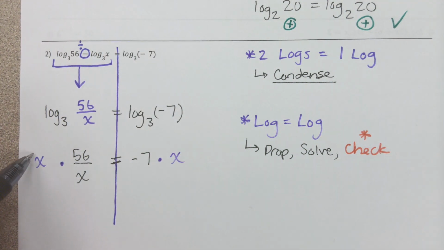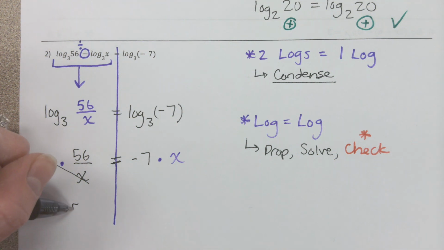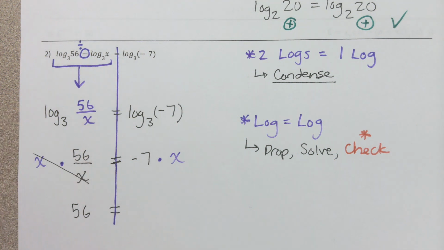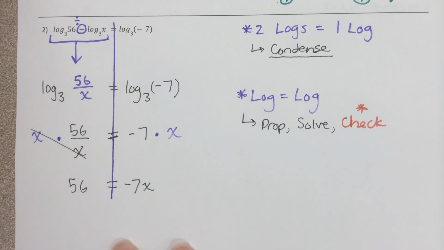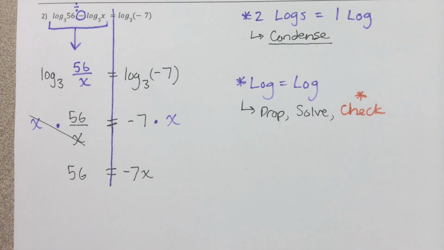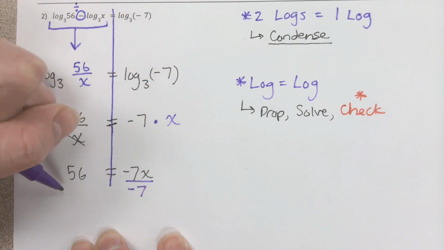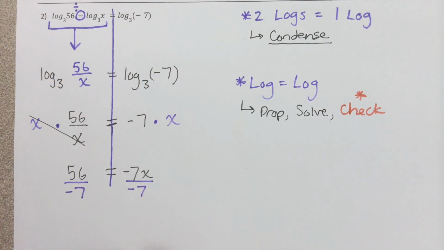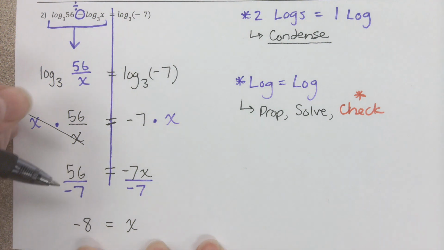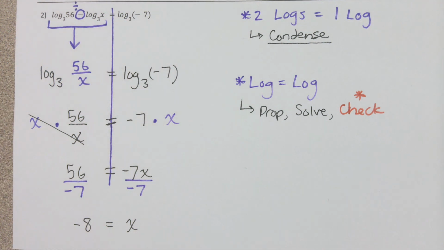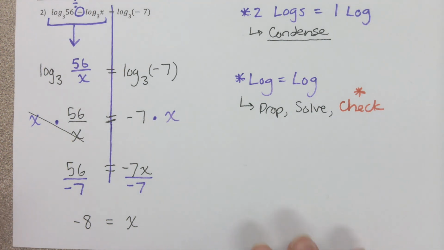And that's just going to cancel over here and give us 56 equals negative 7x. And then we'll just divide off the negative 7 on both sides. X equals negative 8. And then we check.